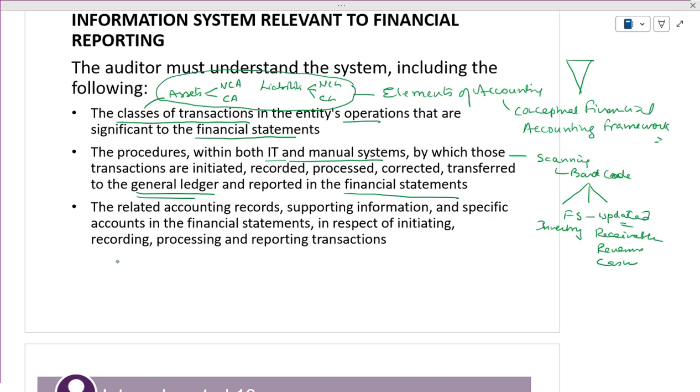In this process, we think it's a simple process, but at every stage, whether it is inventory, receivables, revenue, or cash, in all the cases we have to make sure that there are internal controls, and not only internal controls, but effective internal controls.